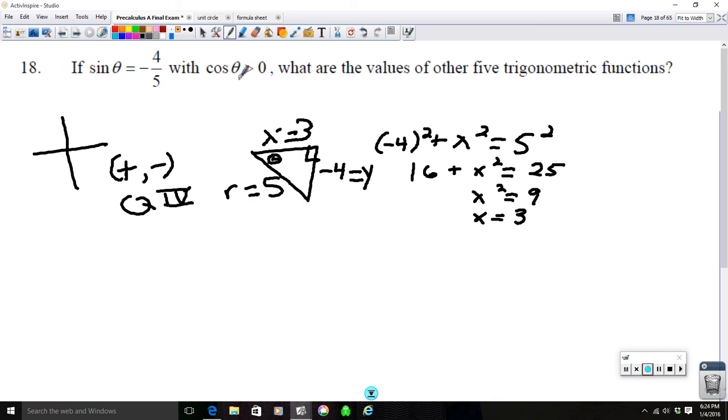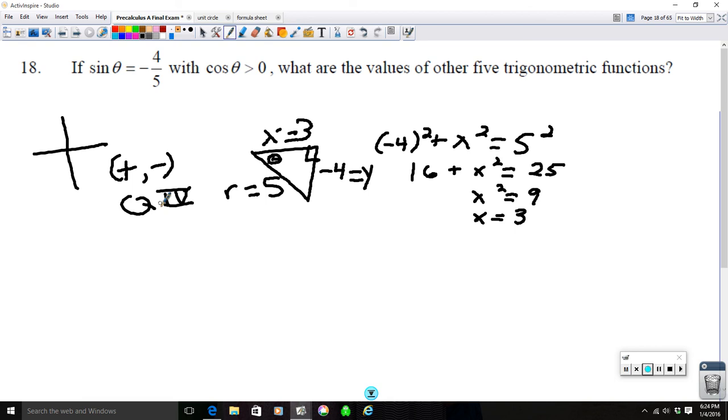Also, I knew since the cosine is greater than 0, we're going to have a positive cosine. So that's also another reason why we knew this was quadrant 4, because sine is negative in 2 different places, over in quadrant 3 and 4. But cosine is always going to be positive in quadrant number 4.